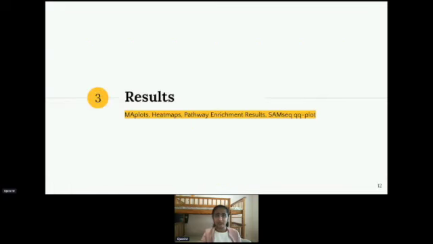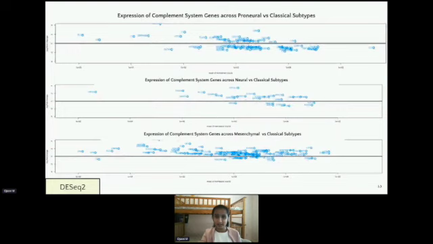Now I'll be presenting the results that I got from DESeq2, heat maps, GSEA, and SAMR. The next two slides are the slides with the DESeq2 results. This is the result of the DESeq2 analysis, which produces an MA plot that shows the differential expression of complement system genes across the two subtypes. Overexpressed genes are above the x-axis, and underexpressed genes are below the x-axis.